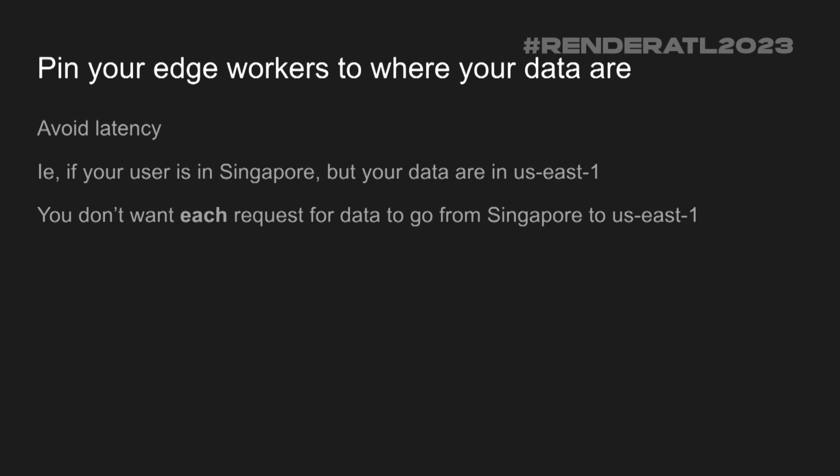let's say you've deployed your web app on the edge. You've got a nice HTTP-ready database, so everything is working and everything is good. There's one more important optimization step that you should not miss, and that is to make sure you're pinning that edge worker to where your data are. You want to avoid that latency. So let's say that you have your data hosted in US East 1, which is Virginia, United States. That's where your database is. That's where your MySQL box is.